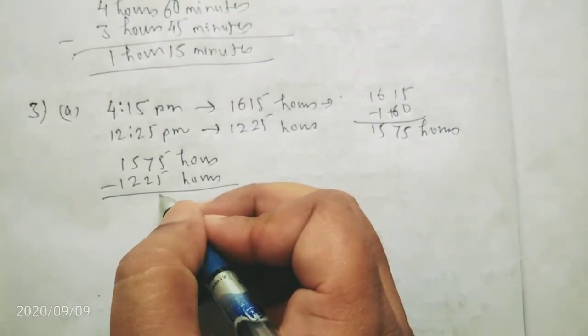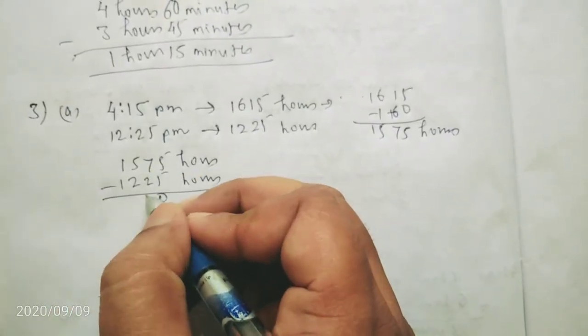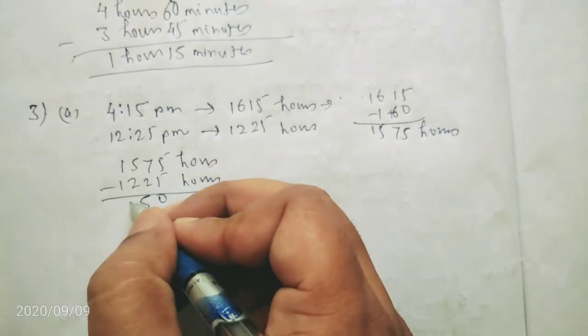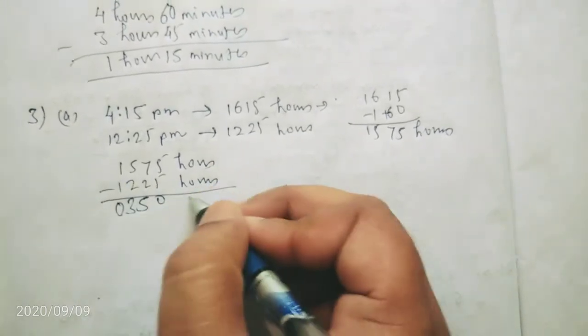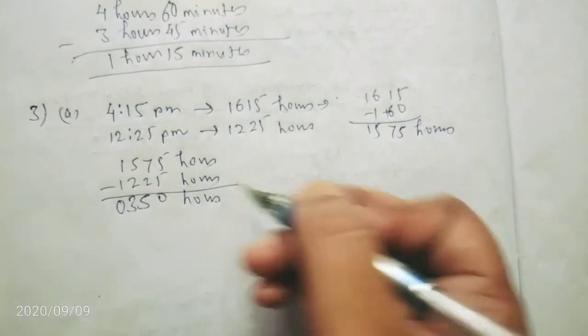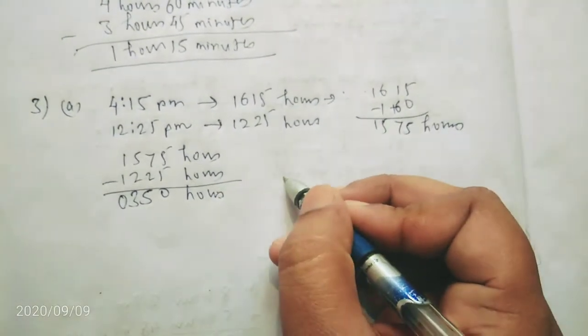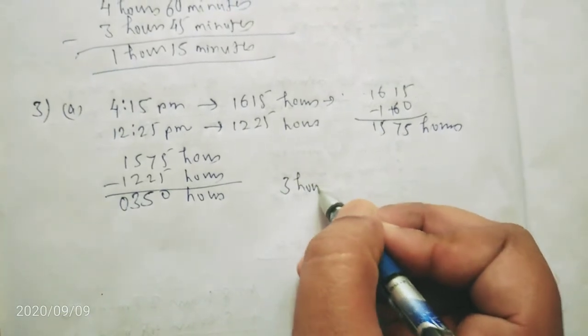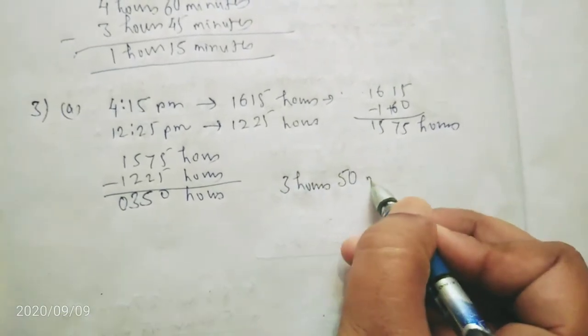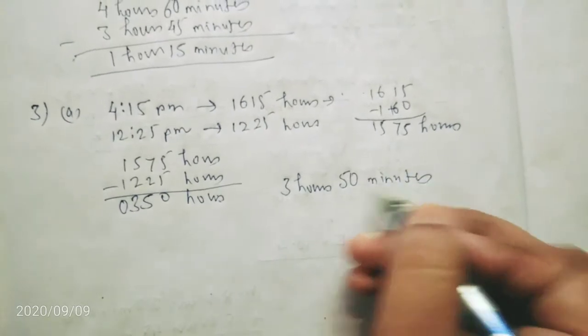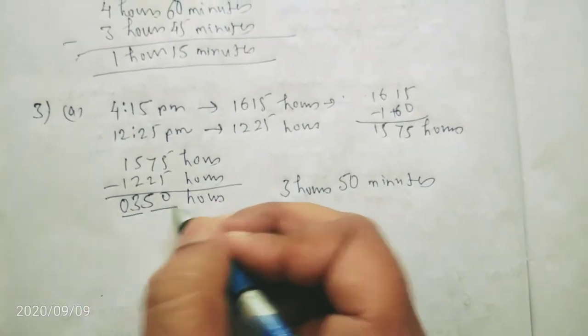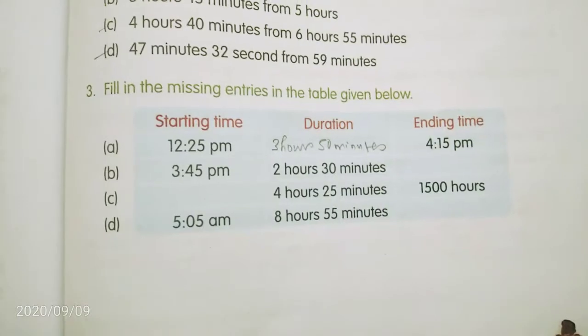then it is coming as 0, 5 minus 5 is 0, 7 minus 2 is 5, 5 minus 2 is 3, and 1 minus 1 is 0. So 03:50 hours. Now when you convert into hours and minutes, what is the answer? 3 hours and 50 minutes. Okay, so this is 3 hours 50 minutes. In this way you have to find the duration.